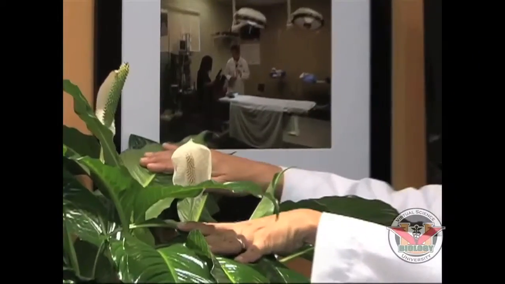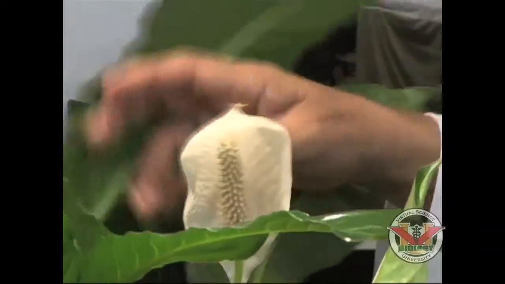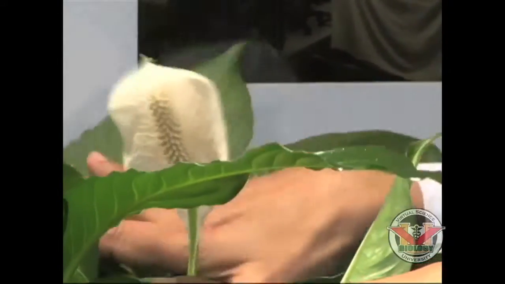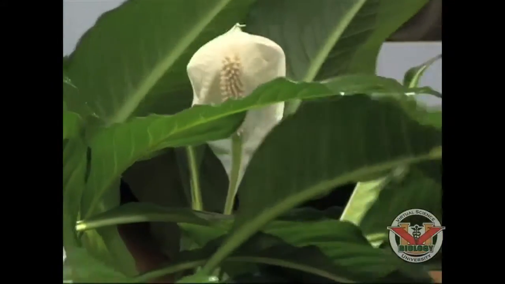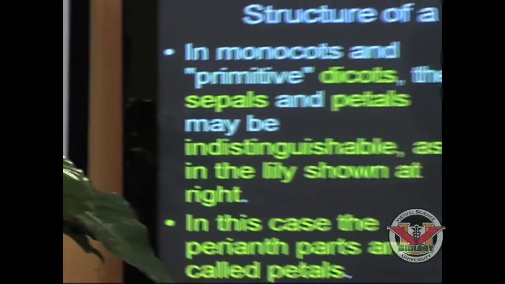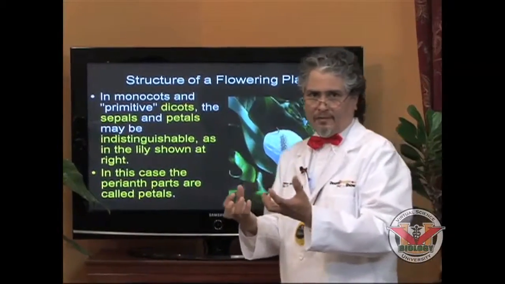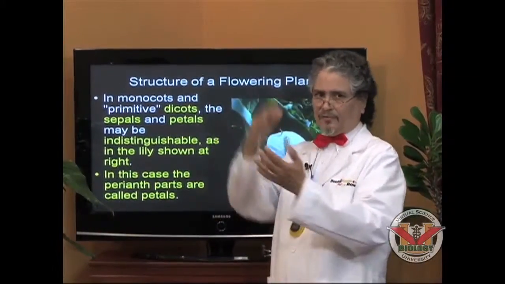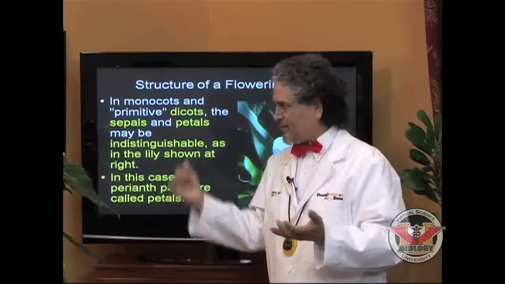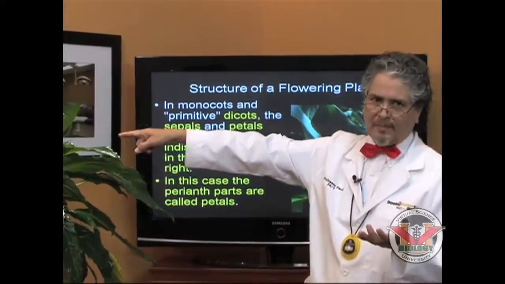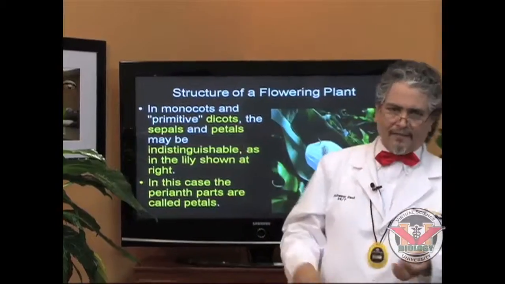Now, in monocots and primitive dicots, the sepals may be indistinguishable, as shown in this picture. And this is my actual lily right here. You can see that clearly, as they're kind of indistinguishable right in here in the lower part. The reason for that is that the perianth parts are actually the petals, not just the sepals the way it is in other plants.